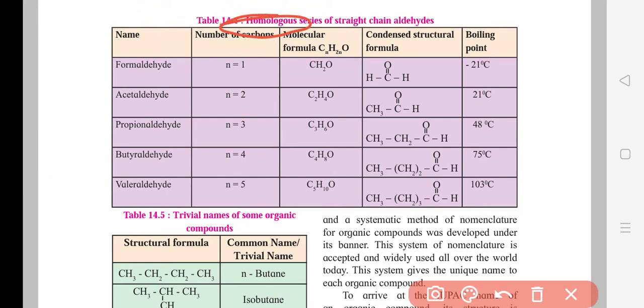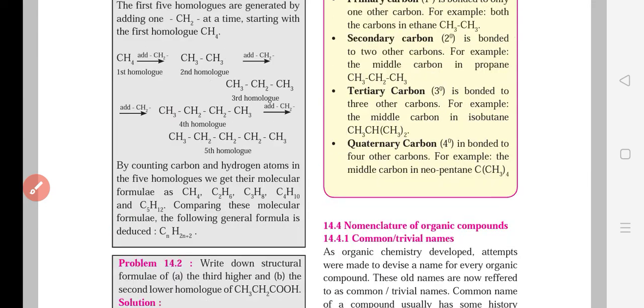In a homologous series the difference is the same, whatever the functional group. Homo means same. So this is about the homologous series, what we have discussed.